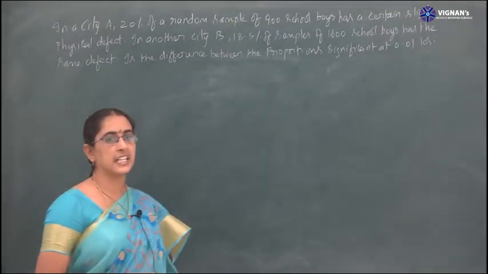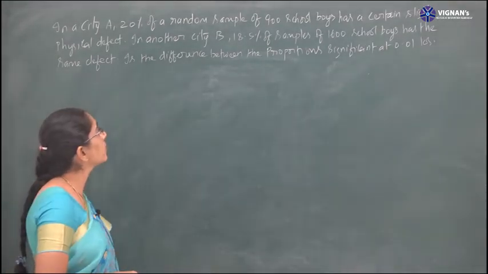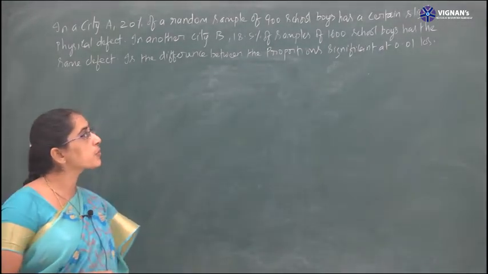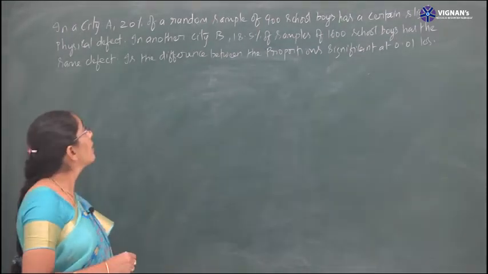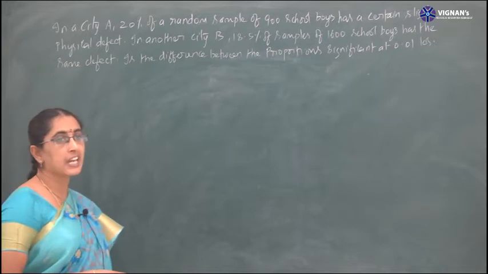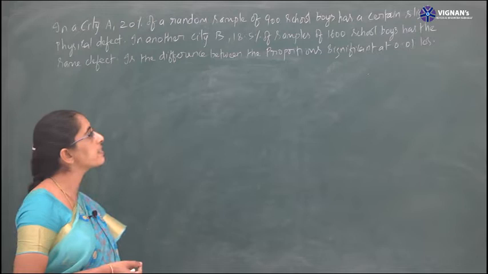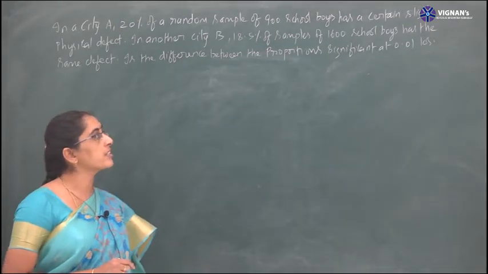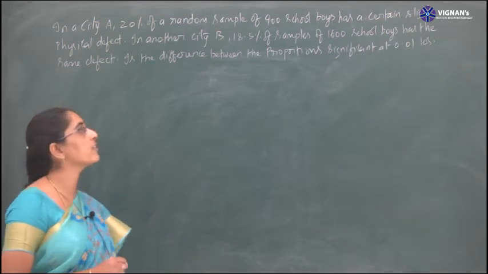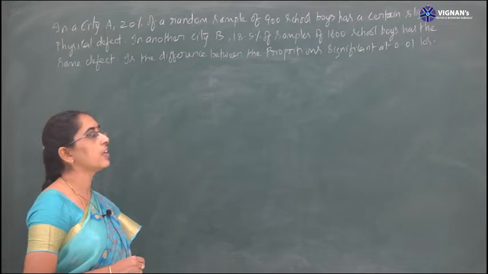Now let us see the second problem on this. In a city capital A, 20% of a random sample of 900 schoolboys has a certain slight physical defect. In another city capital B, 18.5% of a sample of 1600 schoolboys has the same defect. Is the difference between the proportions significant at 0.01 level of significance? LOS means level of significance.